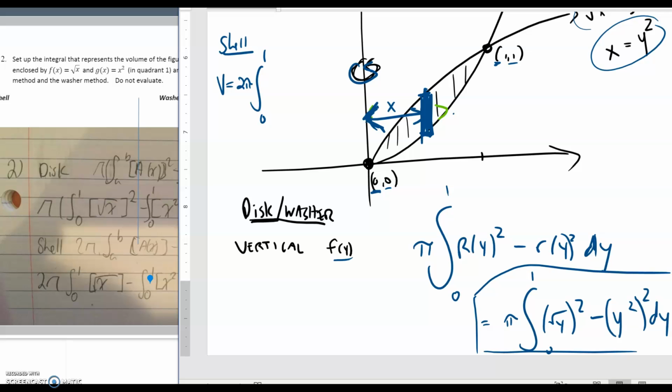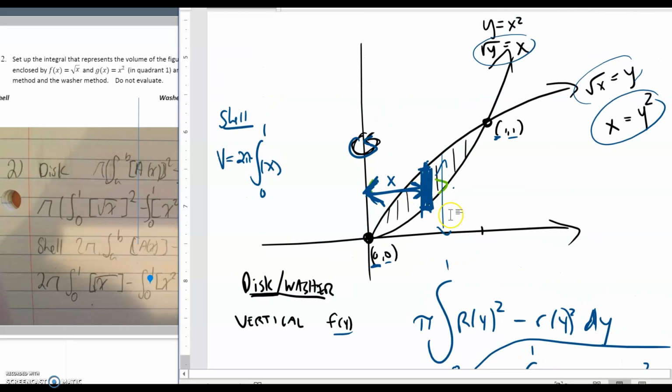My function that is the distance from the axis to the rectangle is x, and then my function that's the height. In this case, the distance would be the bigger one minus the little one, in my functions of x, the original functions given. So it's x times, which one's on top? This guy's on top, root x, minus, and this one's actually on the bottom over this interval, the x squared term.